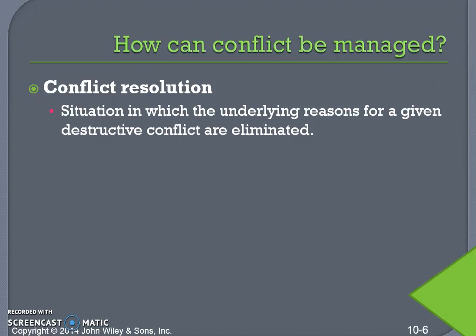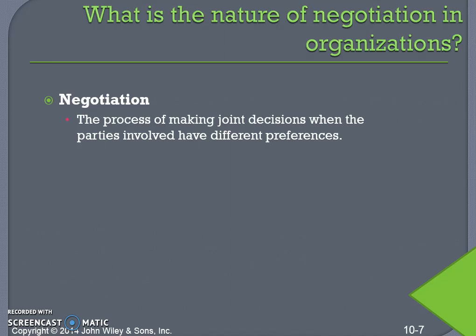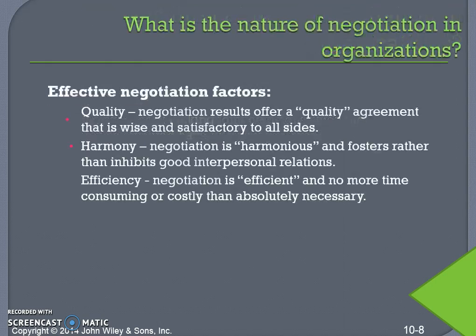So what is the nature of negotiation then in an organization, especially when we're dealing with conflict? Negotiation is the process of making decisions and reaching an agreement in situations where participants have different preferences. Ethical problems in negotiation can arise when people become manipulative and dishonest in trying to satisfy their self-interests at any cost.